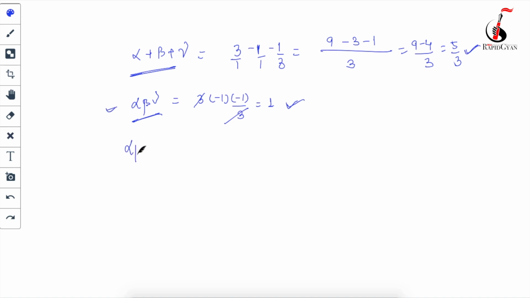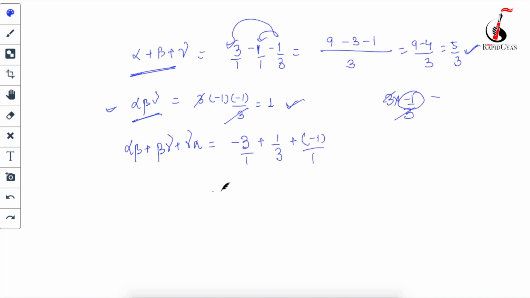Now find alpha beta plus beta gamma plus gamma alpha. Okay, so alpha beta means 3 into minus 1. So 3 into minus 1 will be minus 3, plus beta gamma means minus 1 into minus 1 by 3, which is equal to plus 1 by 3, plus gamma alpha. Gamma alpha means 3 into minus 1 by 3. So see here, 3 into minus 1 by 3, the 3s cancel out. What will I get? I will get minus 1. That means this is your minus 1.